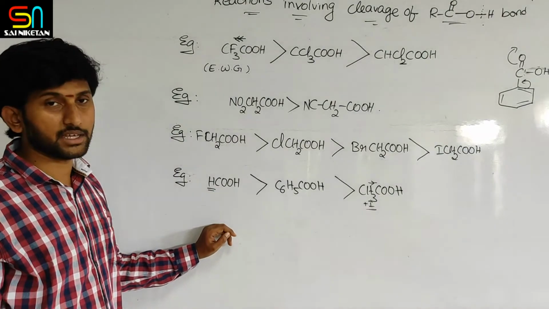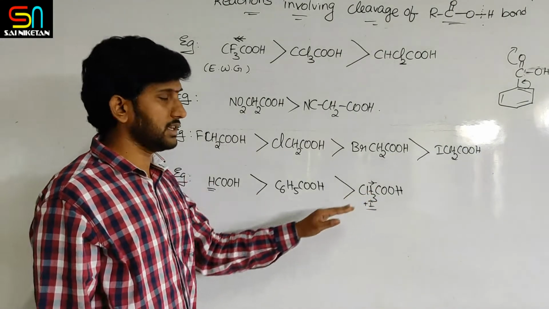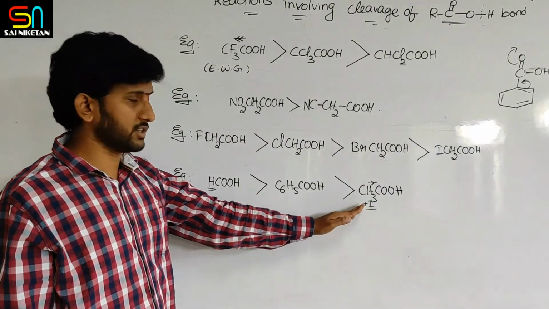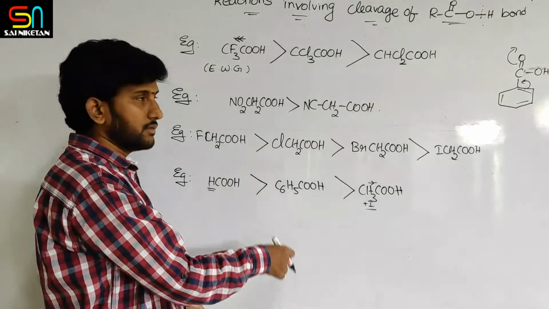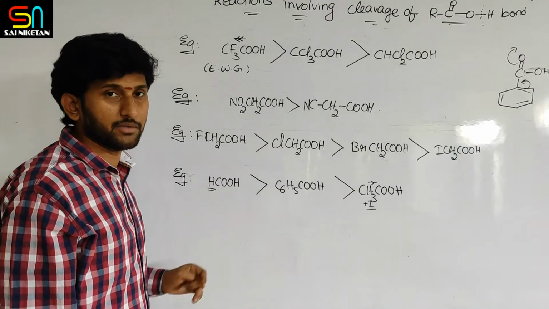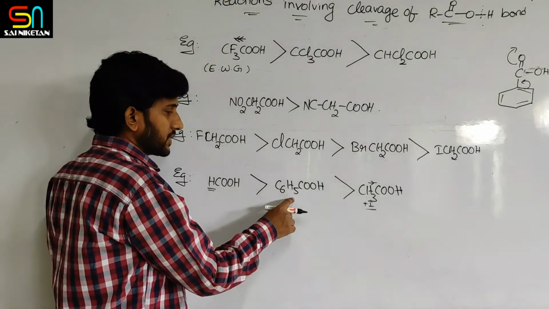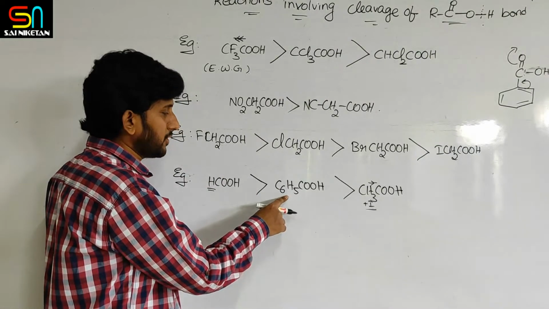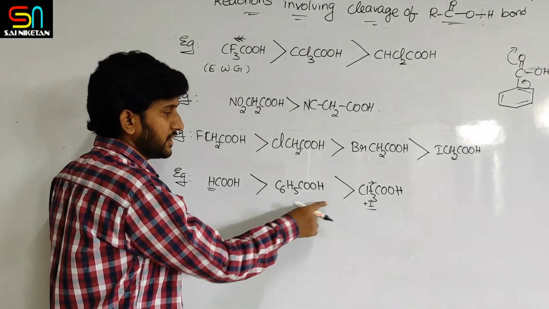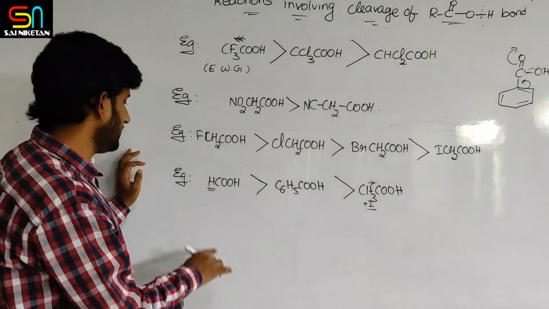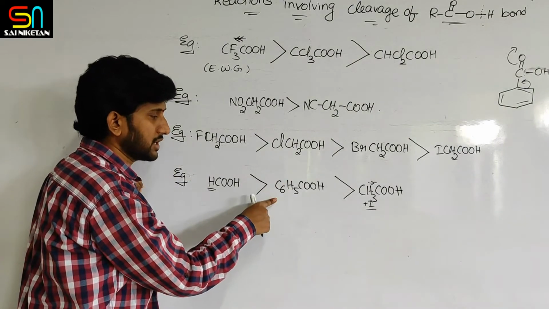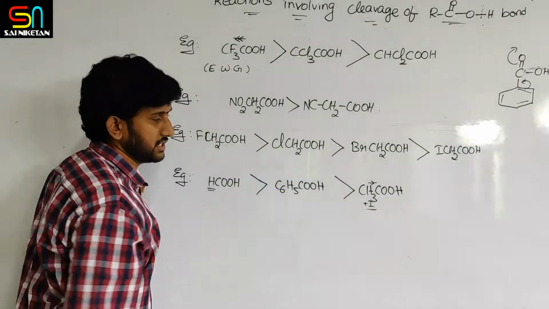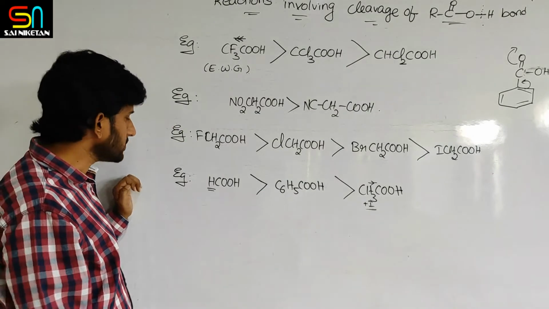Alkyl group shows plus I effect. So it is electron releasing, but there is no conjugation and no resonating structures. But in this case, even though it is electron releasing, the phenyl group can show plus R or plus M effect. And resonating structures will provide more stability to the benzoate ion compared to the acetate ion. That's why formic acid is more acidic than benzoic acid. Benzoic acid is more acidic than acetic acid in this case.